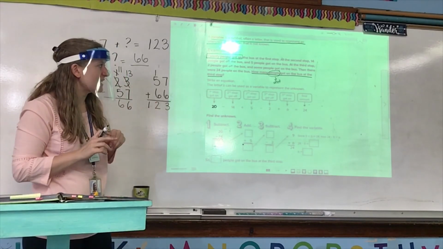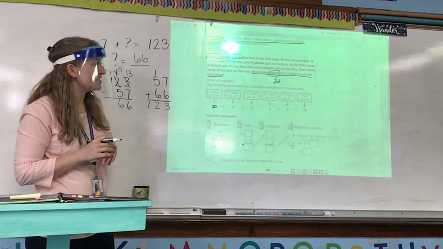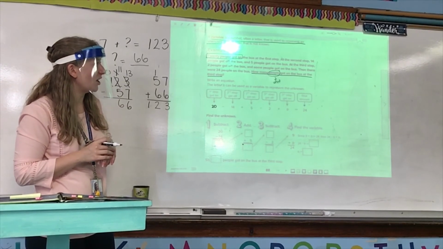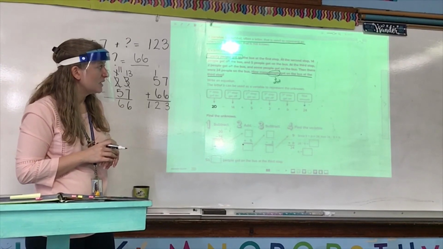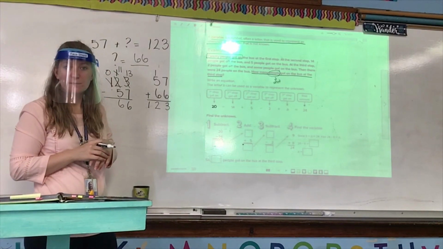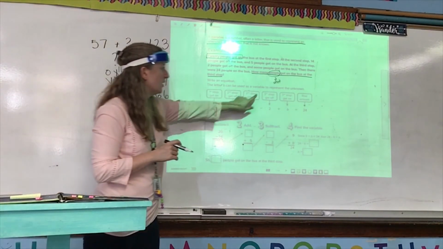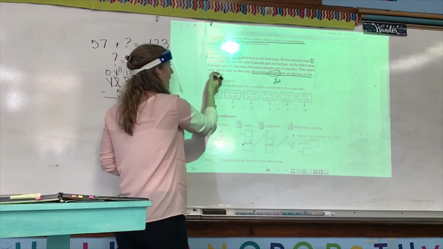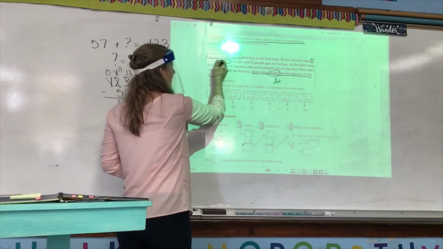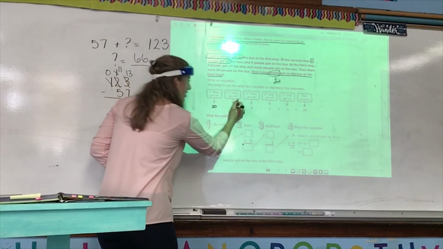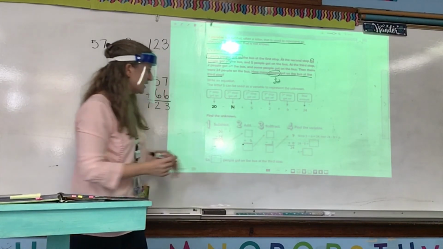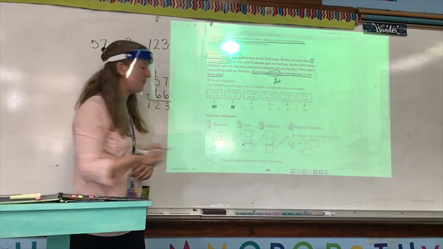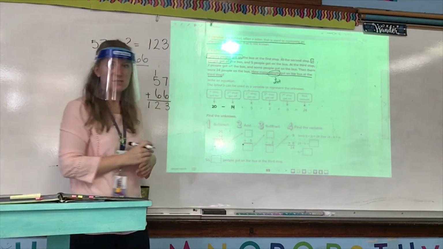Okay, next sentence. At the second stop, 14 people got off the bus. So we have an important piece of information. We see our unit, people, 14 of them, and they got off. That means our next number is 14. Since they got off, that means we have less people on the bus, which means we subtract it.